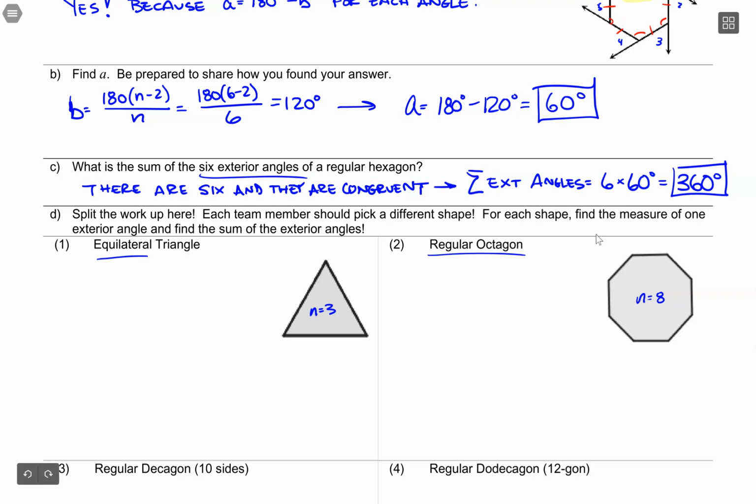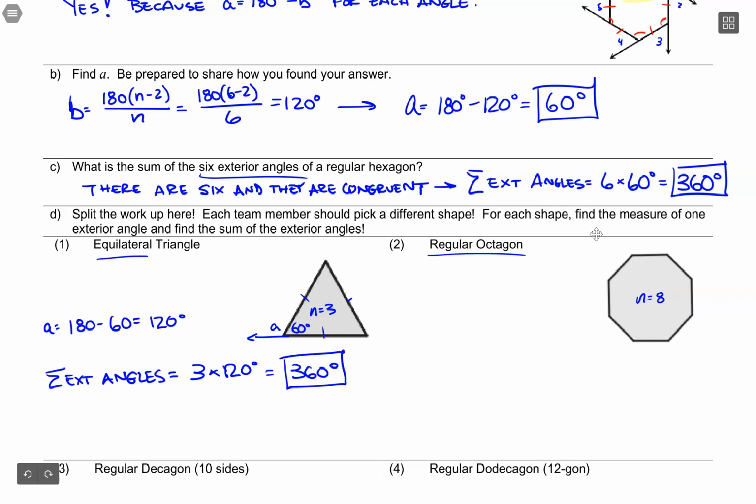It's pretty straightforward for the triangle. We know that if we have an equilateral triangle, each of those angles inside there is 60. We're going to do A, the exterior angle, is 180 minus 60. That's 120 degrees. So the sum of the exterior angles, we have 3 of them. Each is 120 degrees. That's 360. Okay, so that's interesting. The triangle for n equals 3 has the same sum of the exterior angles as it was for a 6-sided shape.